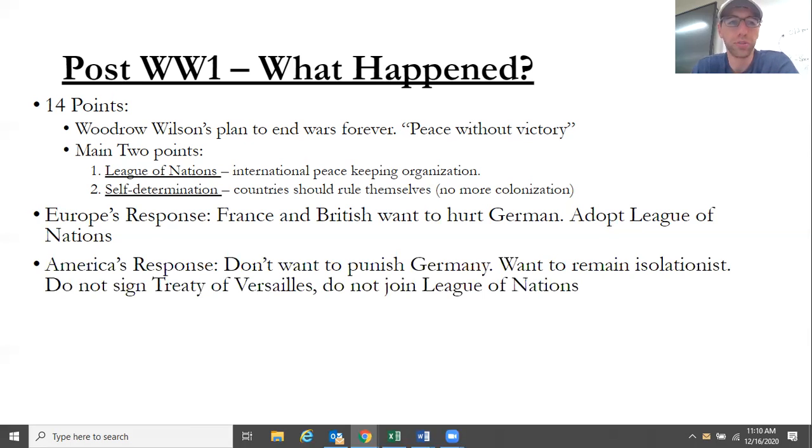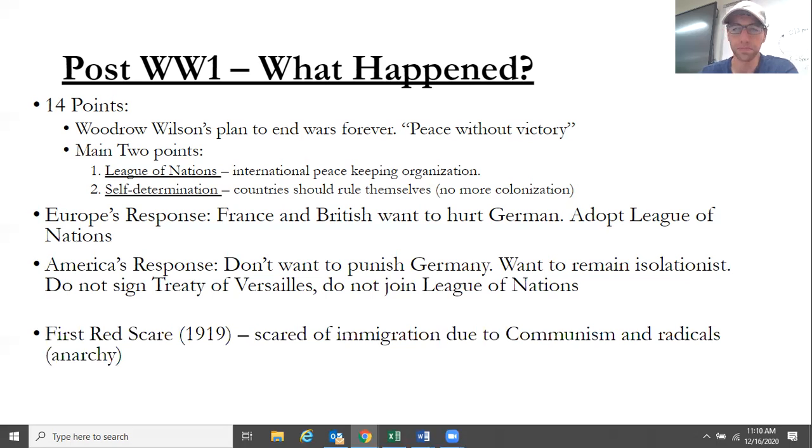America also rejects most of the 14 points. They don't really want Germany to be punished, but they want to remain isolationist. They don't want to be involved in any more foreign wars. So because of that, they do not sign the Treaty of Versailles and they do not join the League of Nations. So both the United States and Europe are going to reject the 14 points.